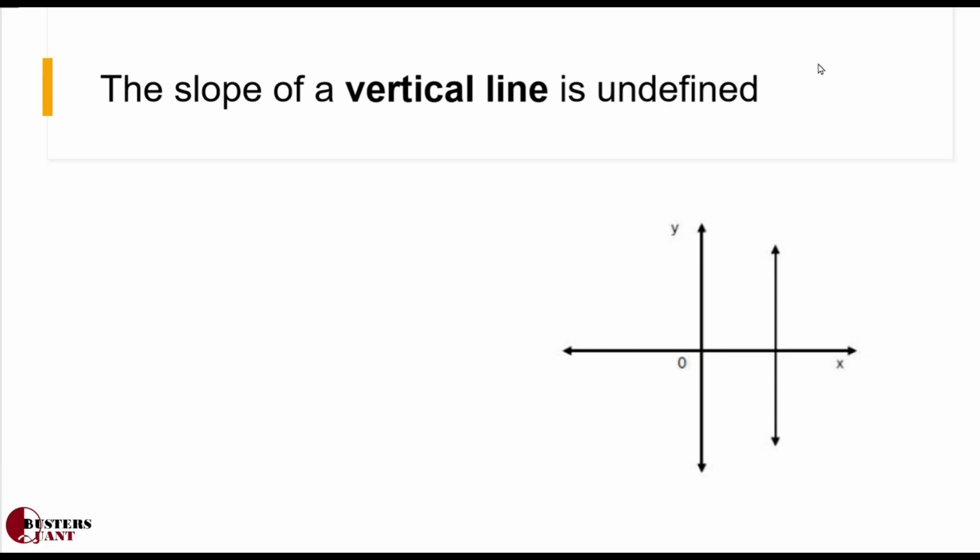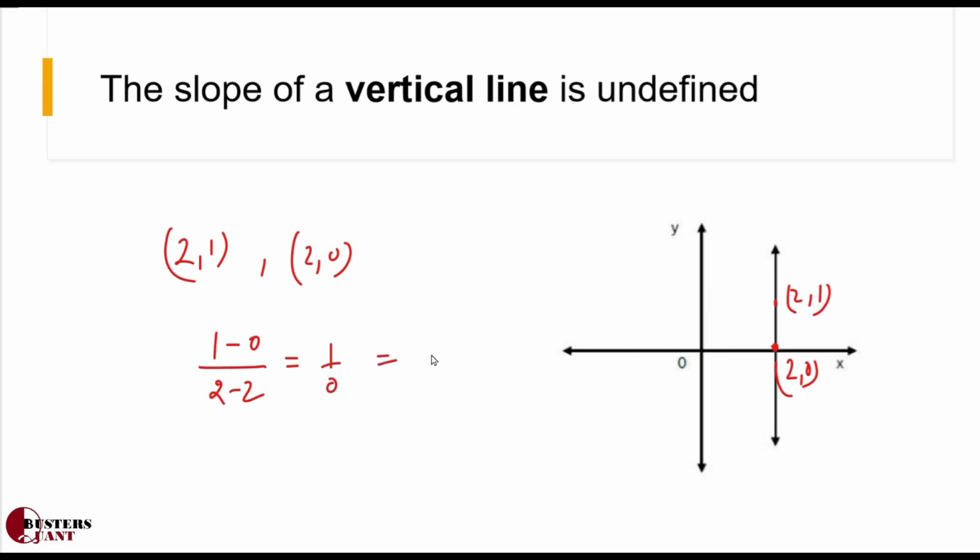Now slope of a vertical line is undefined. Let us see how. For example, this is a vertical line. The x coordinate is the same. For example, this is 2 comma 0, this is 2 comma 1, like that. The value of the x coordinate will be the same throughout the line. So if I want to find the slope of this line where 2 comma 1 is one point and 2 comma 0 is the second point, it will be 1 minus 0 upon 2 minus 2. This is equal to 1 upon 0, which is not defined. So slope is not defined for a vertical line.